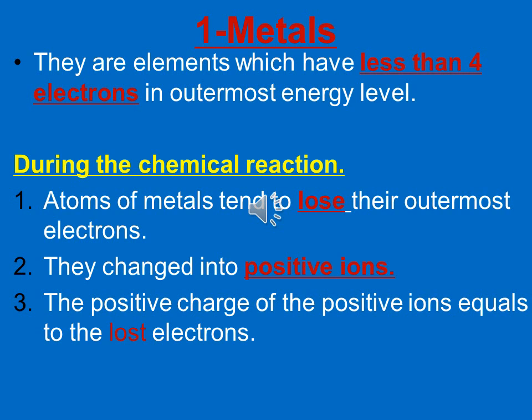So the atomic size of elements of the same group is directly proportional to the atomic number. Here we have a direct relation between the atomic size and the atomic number in a group. In a period it was an indirect relation, but here in a group, it's a direct relation between the atomic size and the atomic number.